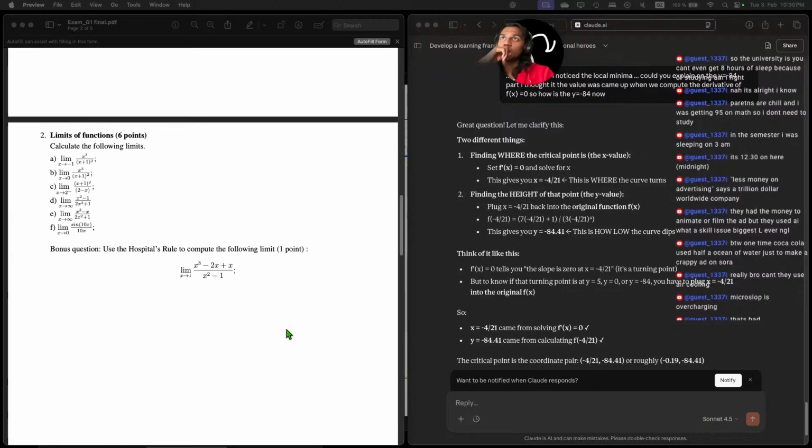Okay, convergent sequences. Calculate the following limits. Okay, that's doable. Bonus question. Use the hospital rule to compute the following limit. What the fuck is a hospital rule? Do CPR to the equation?